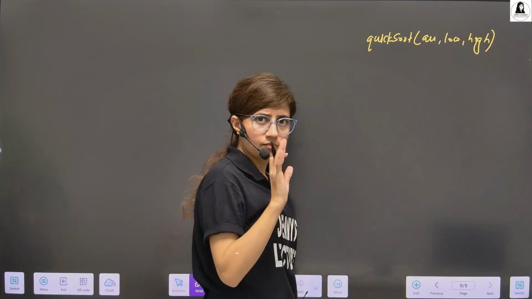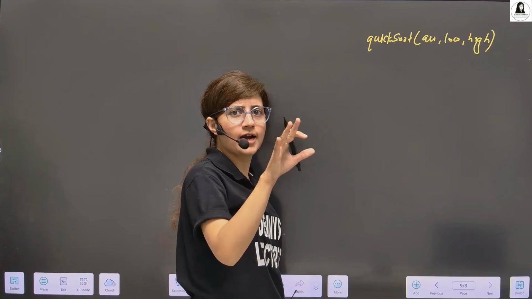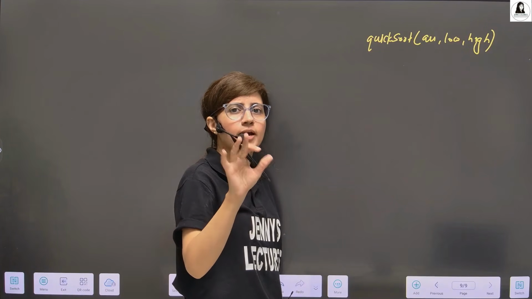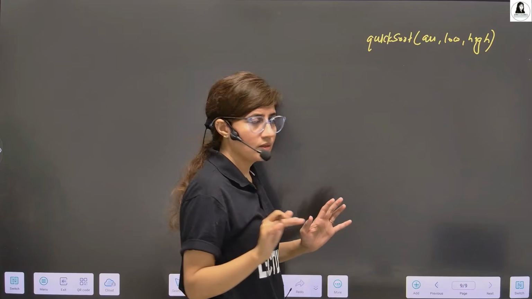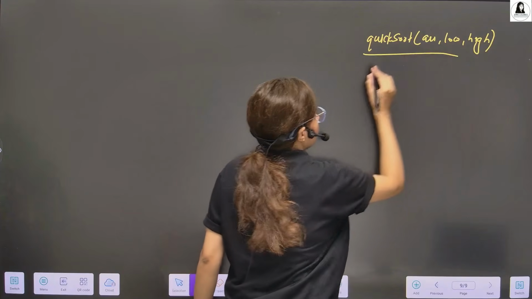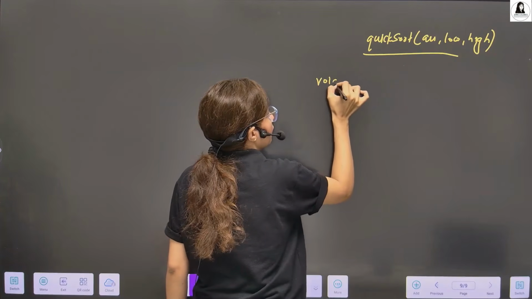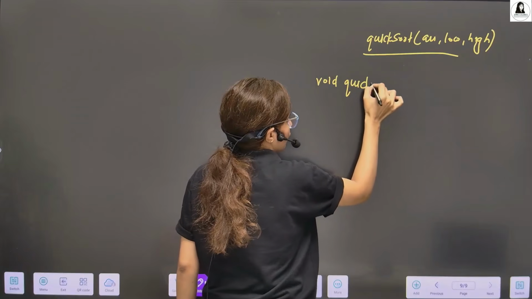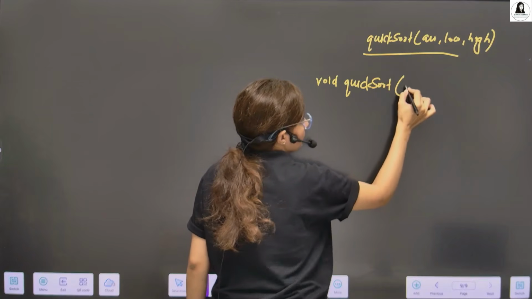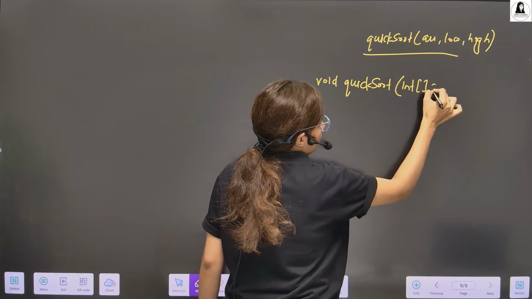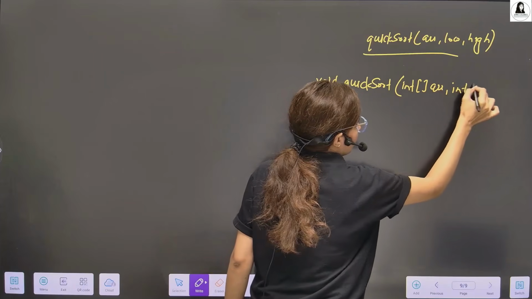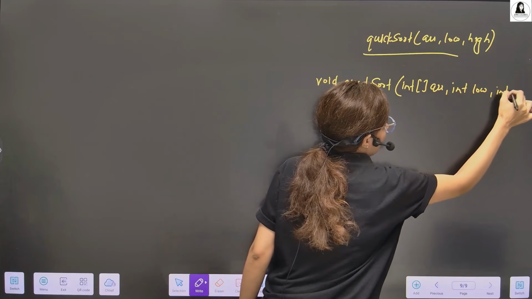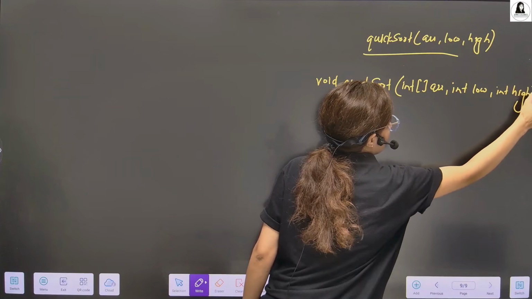Yes. Low is 0 at first, and high is whatever the array length minus 1. That we pass. So we have called this. Now let's define this method. We define quick sort, and we accept an int array, int low and int high.